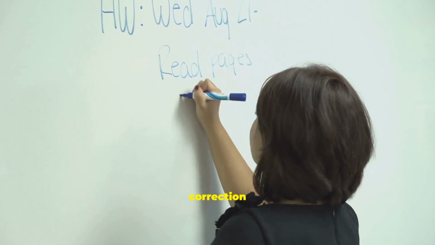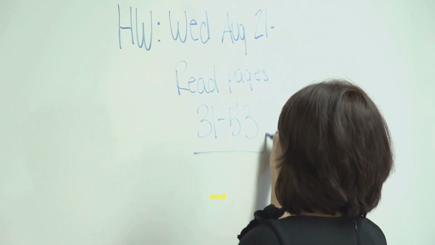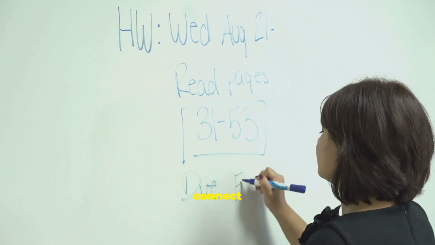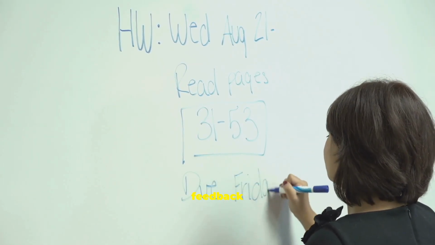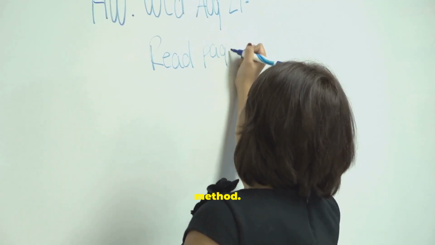Feedback can use correction codes so that learners recognize patterns, correct their own work, and update their personal mistakes profile. The aim is to connect planning, writing, feedback, and correction as parts of one continuous method.